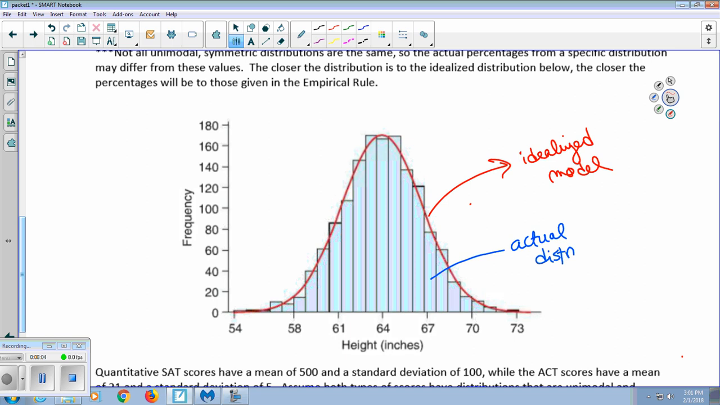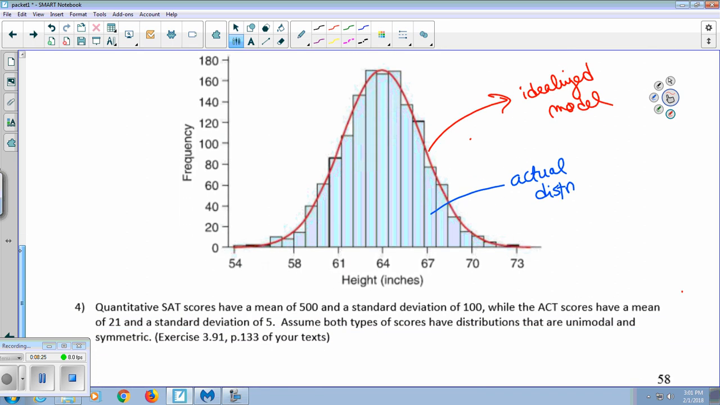So the fact that this actual distribution so well fits this idealized model, the empirical rule is going to be a very good fit for this data. Okay, we're going to introduce one more idea today.